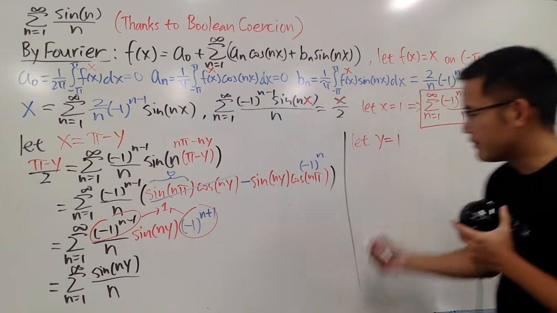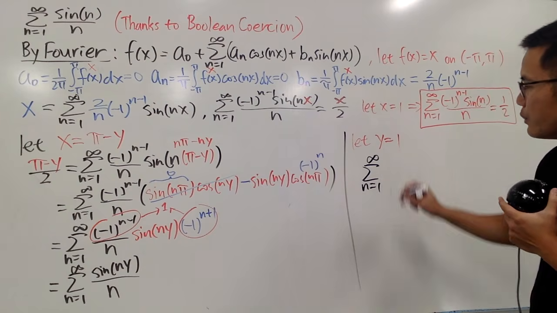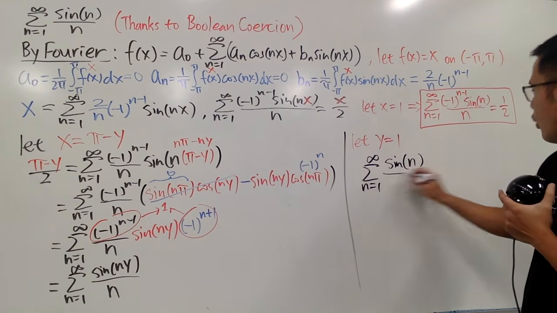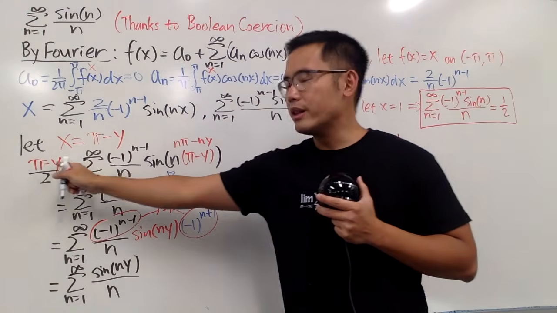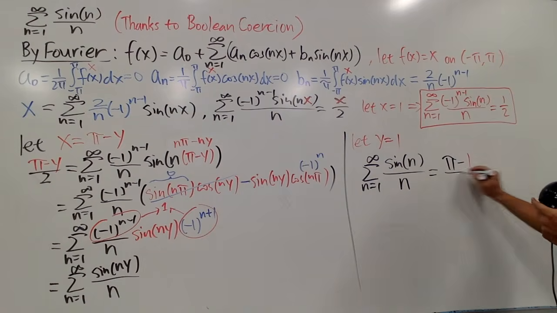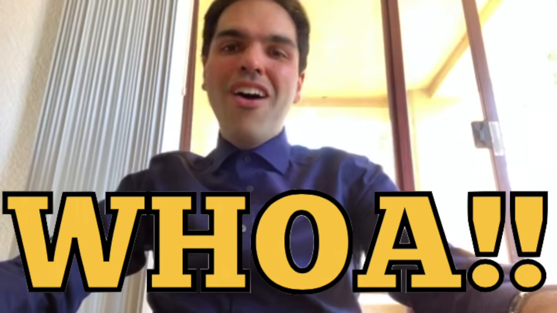Let me put on the left-hand side first. Namely, we'll just get the sum as n goes from 1 to infinity, and we get sine of n times 1. So that's just that, over n. And this is equal to, put 1 right here. So we get pi minus 1 over 2. Oh my god. So cool, isn't this? Wow! Yeah.